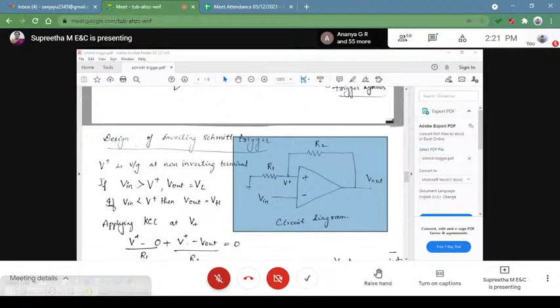So is it clear till here? How we obtain the expression for the upper threshold voltage and the lower threshold voltage. Now what is your hysteresis voltage? That is nothing but the difference between the upper threshold and the lower threshold voltage, that is your VUT minus VLT. Okay, I call this equation 4.